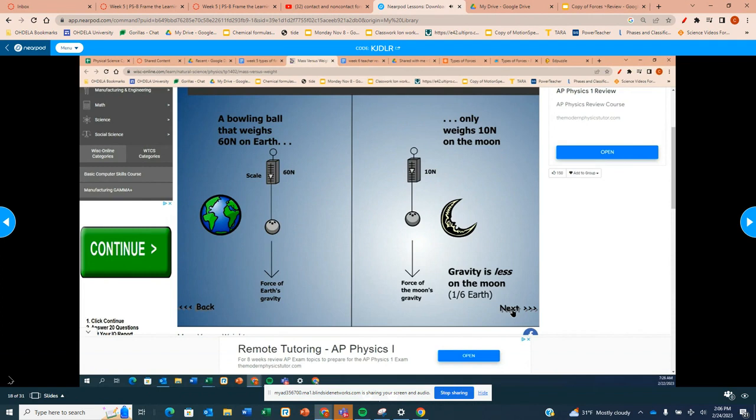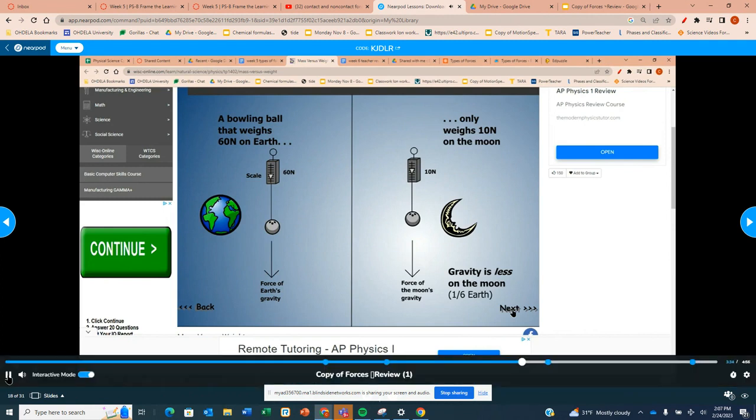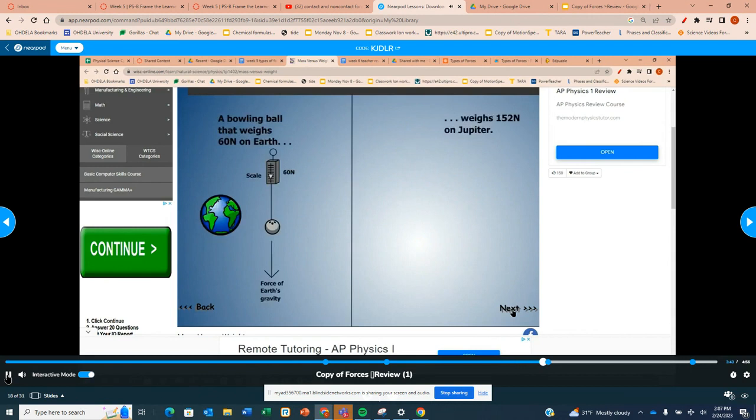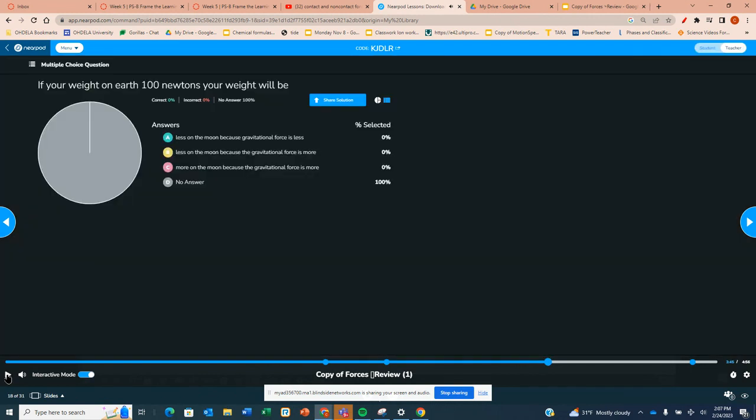On the moon, that same bowling ball pulls the scale down only to 10 newtons. So the gravity is 1/6 of Earth. The masses are the same. Nothing has changed there, but the weights are different. The bowling ball has a weight of 60 newtons on Earth. So if your weight on Earth is 100 newtons, your weight will be less on the moon because gravitational force is less. It would be about 20 pounds, 20 newtons.